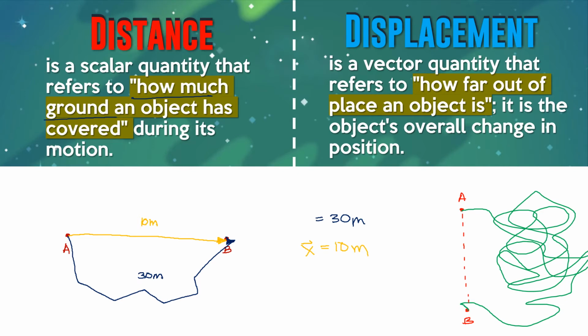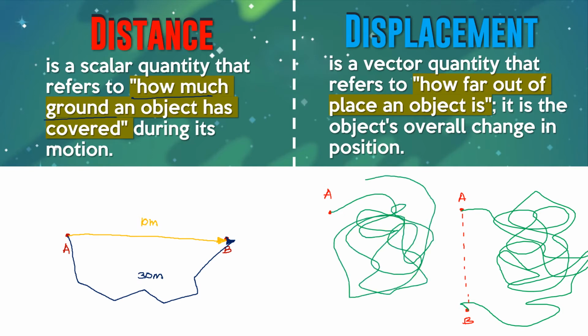Another example, let me delete this one, is again from point A to point A. And then, for example, you moved again, just like this one, ng labo-labong ganyan. But at the end of all, you go back to your original position. Okay? So your distance here would be kung gaano kahaba tong green. Let's just say 100 meters. However, your displacement would be 0 meters.